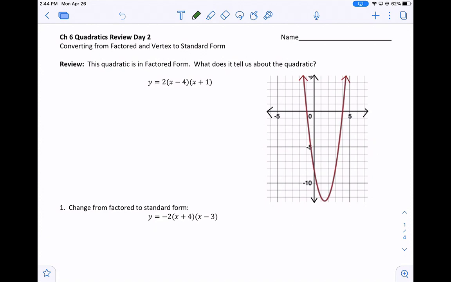Yesterday we reviewed the quadratic formula and how you use that to solve for quadratics. Today we're going to spend time looking at converting from factored and vertex form to standard form. So review. This quadratic is in factored form. What does it tell us about the quadratic?